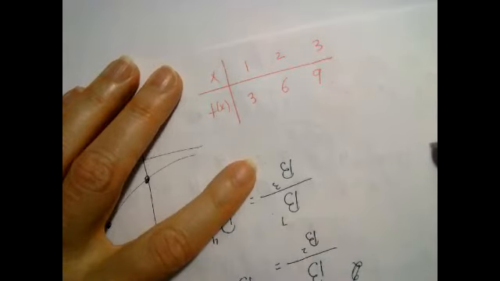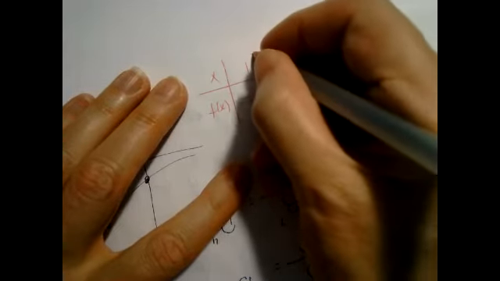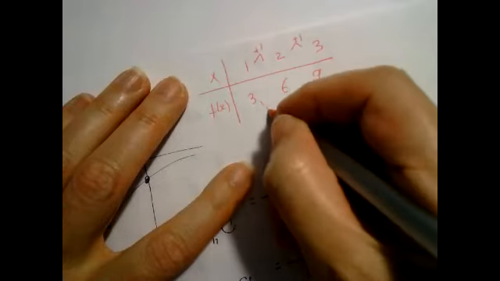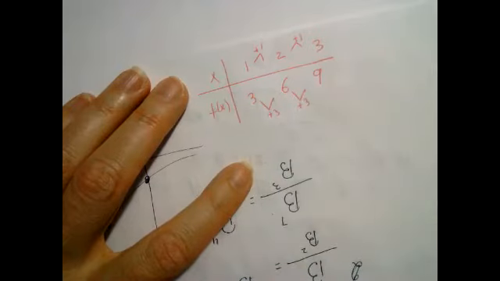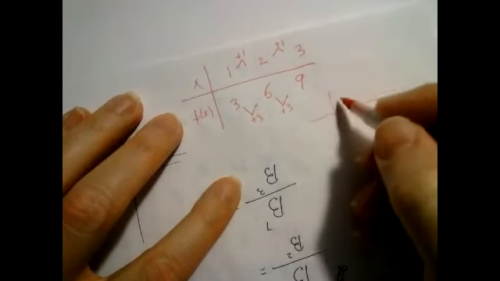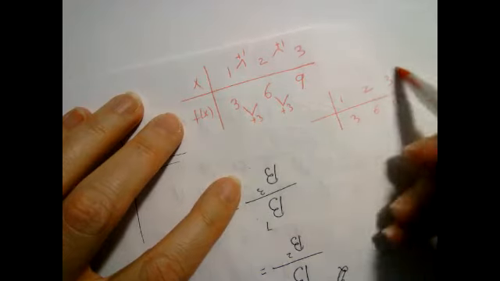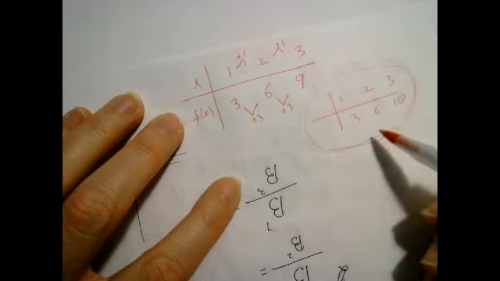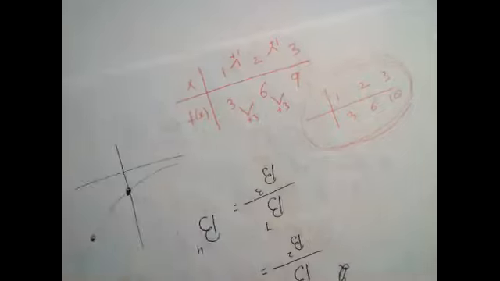I have one answer. Do you agree with the answer? Absolutely, because as we're increasing x by 1, my output is increasing by the same amount. That's linearity. So the question is, what if I have a table, 1, 2, 3, and I put a bunch of numbers? How would I know whether this data can be fit into an exponential function? Yes or no?